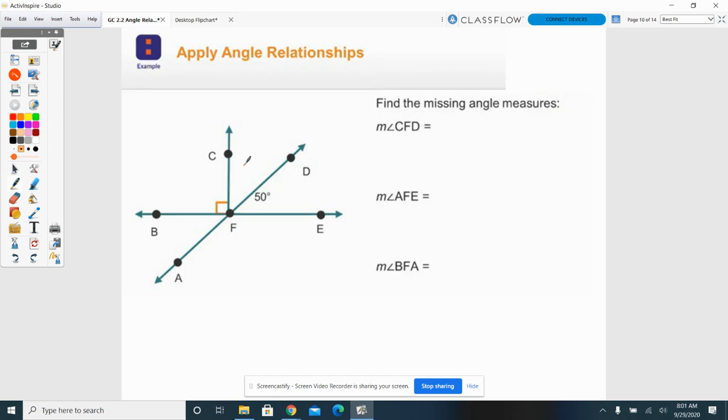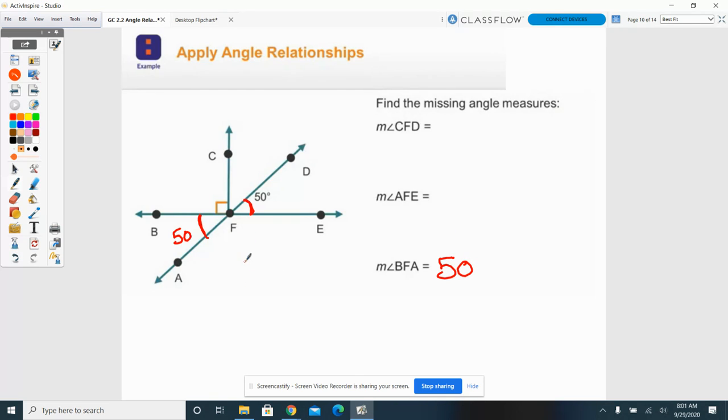So first thing, they're asking me for CFD, but we don't have to do things in the order they tell. Let's just go with what feels good. So if this is 50, right away you should get good at finding its vertical angle that's kissing it, which is this guy, which is 50. BFA is 50, and I'm going to do this last one first. We never let them boss us around.